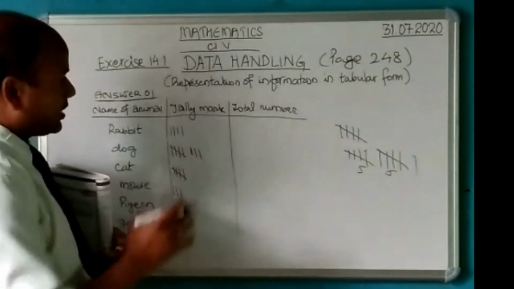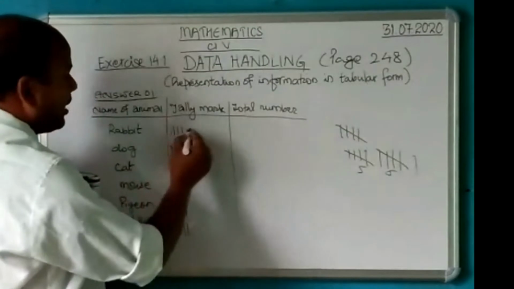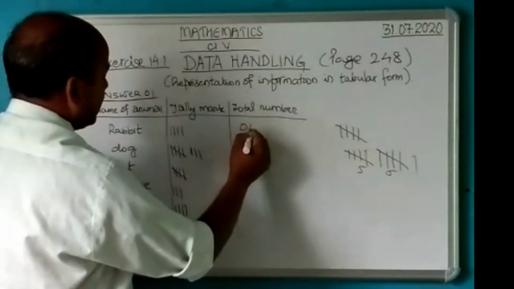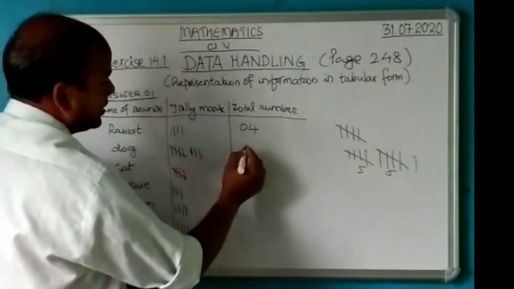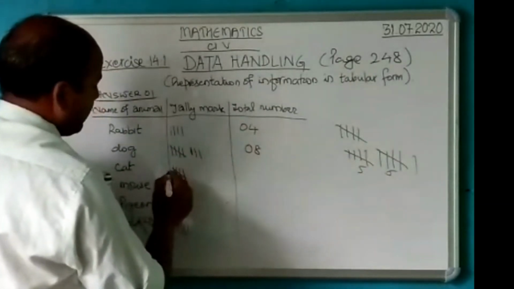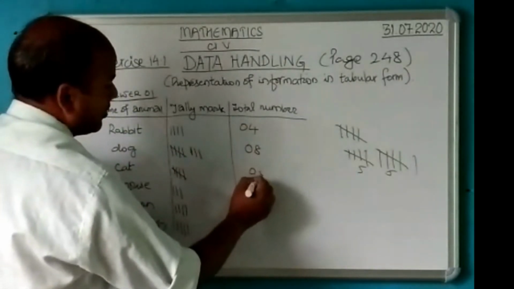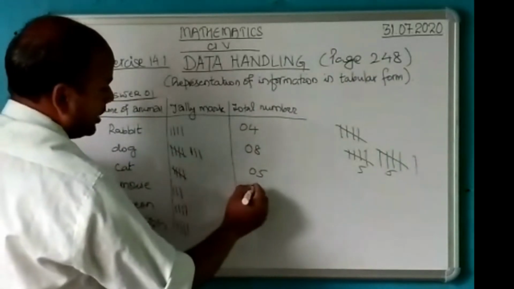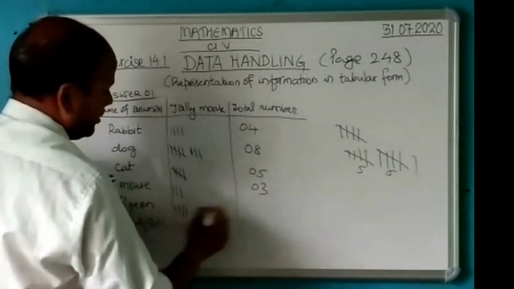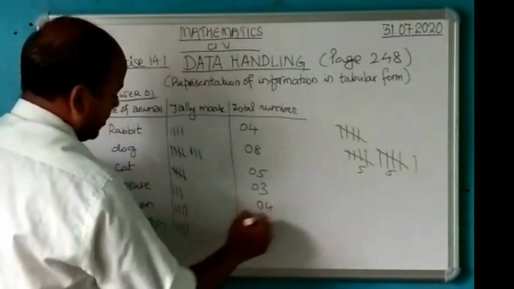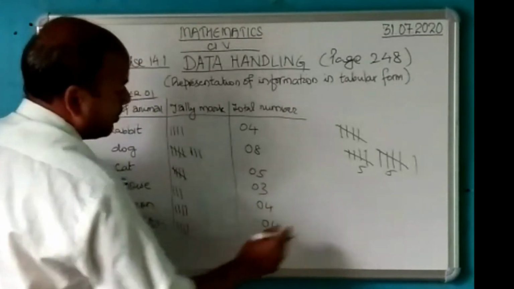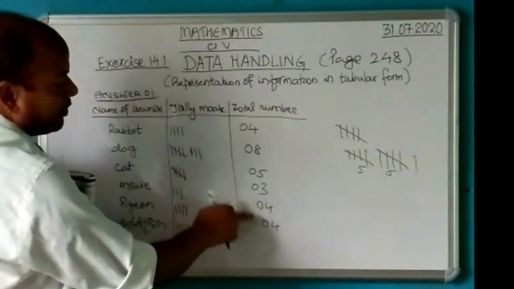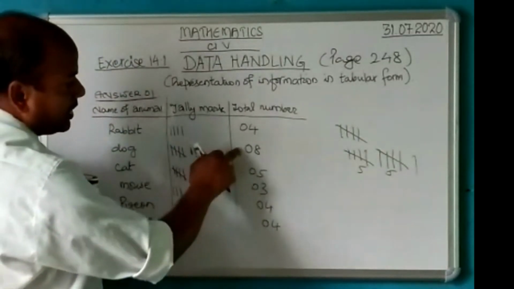Okay, so this is the tally mark. Now count. Rabbit, you have got 4 in number. Then you have dog, this is 5, 6, 7, 8. This is 8 in number. And then you have cat, 5 in number, then mouse 3, pigeon 4, and goldfish 4. So what is the total number coming? 4 plus 8 plus 5 plus 3 plus 4 plus 4.